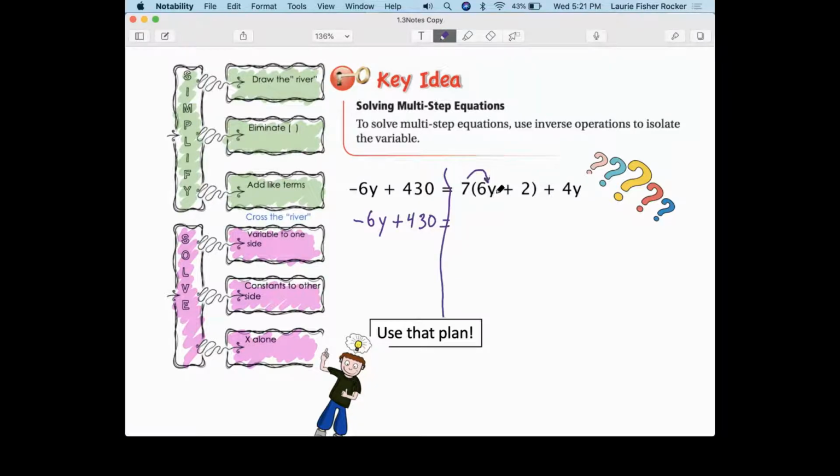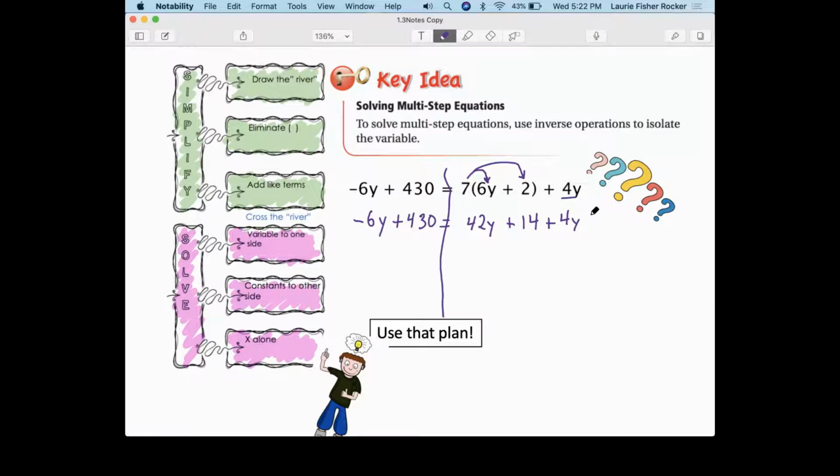I'm going to distribute because I have these parentheses. I want to eliminate these parentheses by distributing, which is a process of multiplication. So 7 times 6y is 42y, plus 7 times 2, which is 14, and then plus 4y. You notice the 4y is just hanging out on its own, so it's not part of the parentheses. It's got a plus sign there, so we're just bringing that down. So we've got that step done.